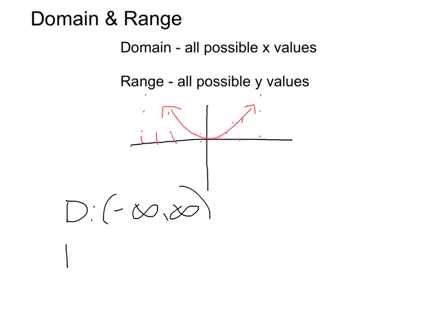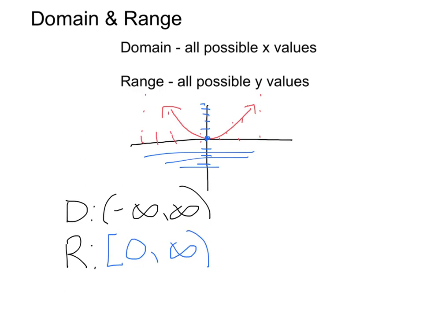So our domain, I'll put a D for domain, is going to be negative infinity to positive infinity. And the range, I'll put an R for range. Here, notice if we start in the negatives, we do not have any y values. Our first y value is actually at 0, and then going in the positive direction from there. So our range is going to include 0 all the way to positive infinity, because only positive values and 0 have a y value on this graph.